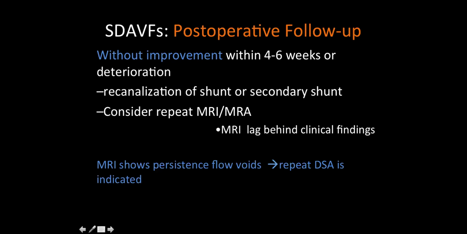Post-operative follow-up: if there is no improvement even after 4 to 6 weeks, or the patient deteriorated, we have to keep in mind that there might have been a recanalization of the shunt, or a secondary shunt might have opened up. So we should consider a repeat MR or MR angiography. And usually the MR findings lag behind the clinical findings. But still, if MRI shows persistent flow voids, then a DSA is indicated.